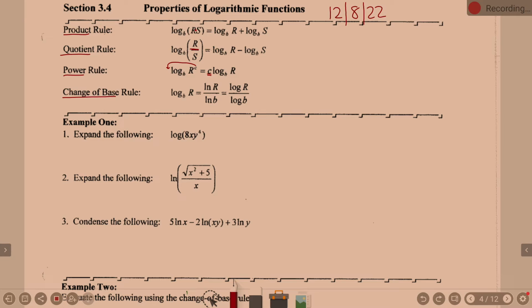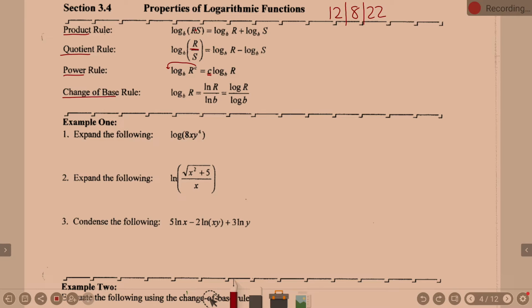Okay, example 1. We're going to look at expanding and condensing logs. So taking one log and pulling it out into multiple pieces. We're taking multiple pieces and condensing them down into one log. So example A, or example 1, we're going to expand. Okay, so as we expand this, think about our properties up above that we just reviewed. How can I expand, or what's step 1 in expanding log of 8xy to the 4th? What do you think? Log of 8 plus log of x plus log of y to the 4th.